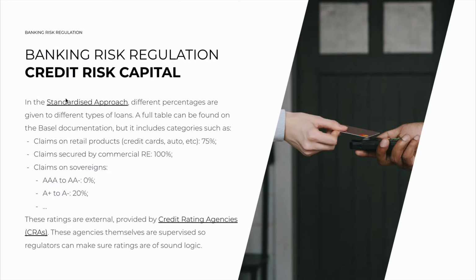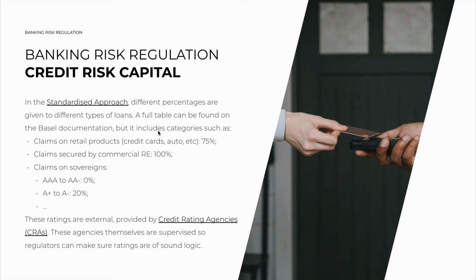Let's start with the standardized approach. It's very simple at heart. We give different risk percentages to different types of loans. There's a full table that can be found in the Basel documentation with all the loan types as a reference guide. But the general idea is that the riskier the loan, the higher its risk weight.